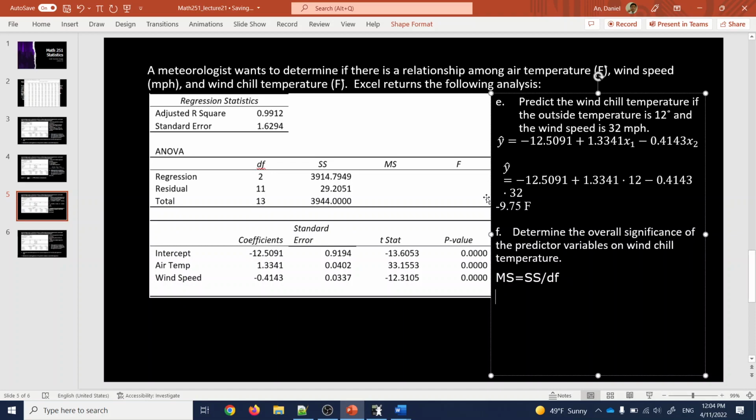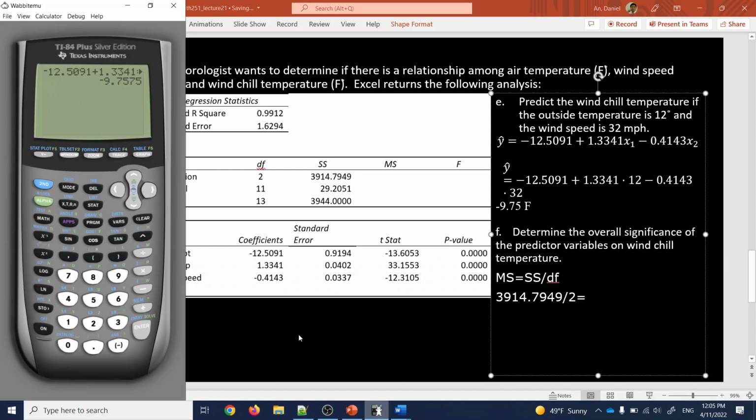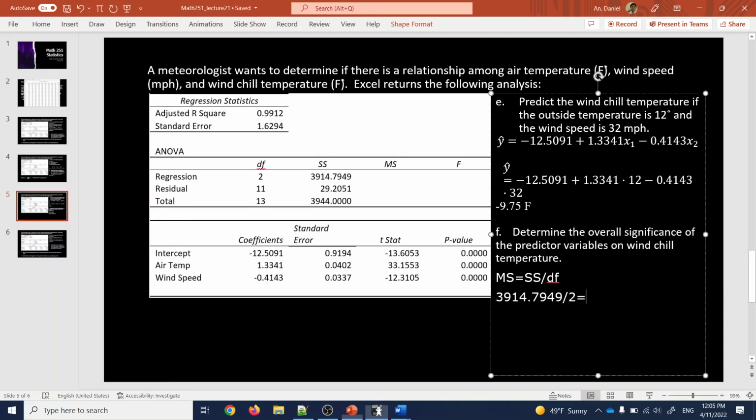The two values are 3914.7949 divided by what? Can you tell me? 2, right? So you have to divide 3914.7949 by 2, and you get 1957.397.